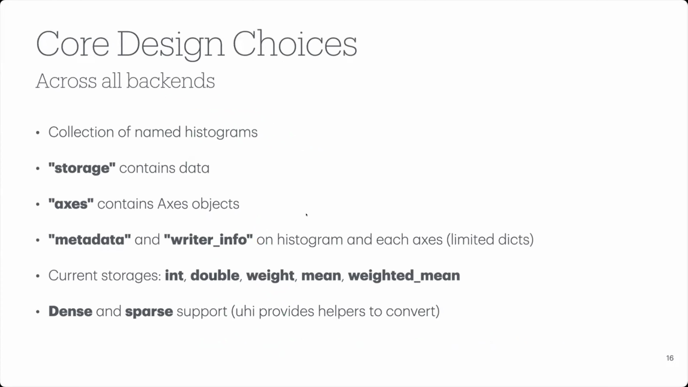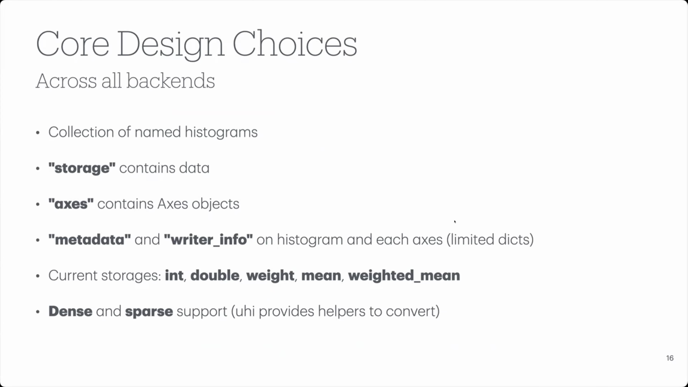So some of the design choices, these are true across all the different backends. They're always a collection of named histograms, so you can put multiple histograms in a file. And we didn't want to force you to do something at the top level of the file because we wanted to allow you to also store other information with it. The storage key contains the data of the histogram. The axes contains a list of the axes objects. Both the axes and the histogram itself have metadata and writer info. Metadata being user supplied metadata, and writer info being information from the backend tool that's writing it.